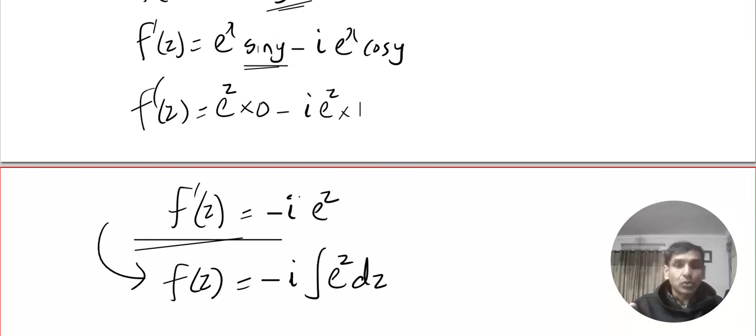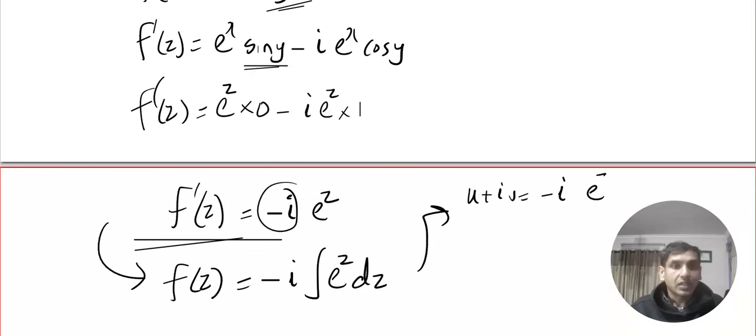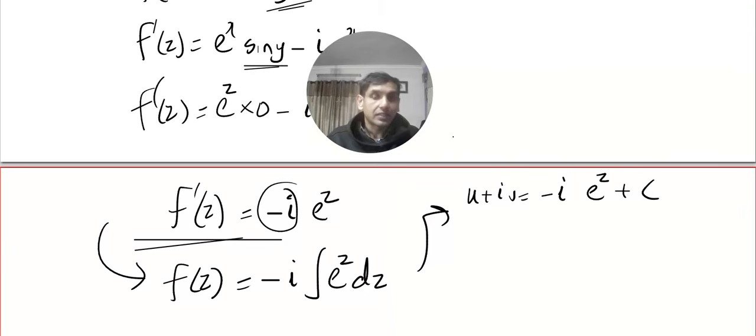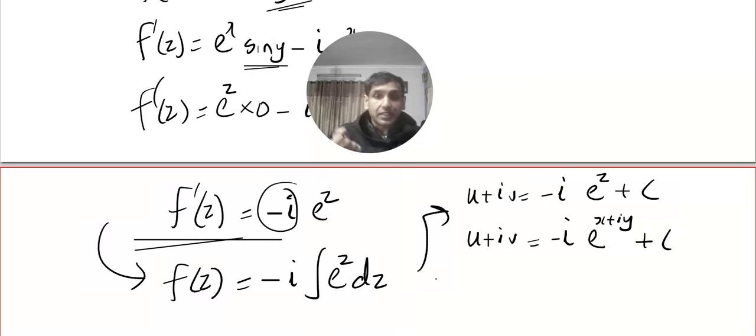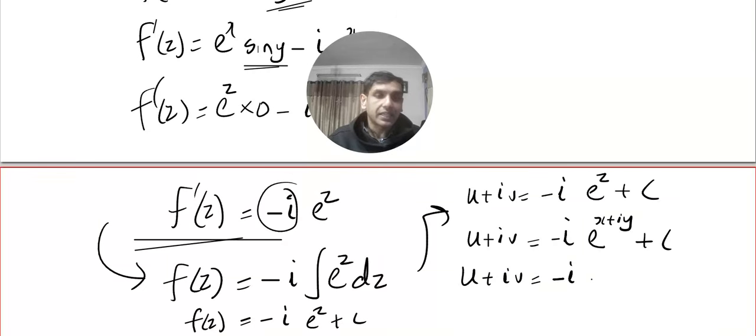So I have to integrate on both sides. The complex constant goes outside. So I'm going to get u plus iv equals minus i into integrating, plus c. So u plus iv is equal to minus i into e power x plus iy plus c. You know, I'm trying to extract. We already got the function because the function is nothing but minus i e power z plus c. So u plus iv equals minus i e power x into e power iy plus c.